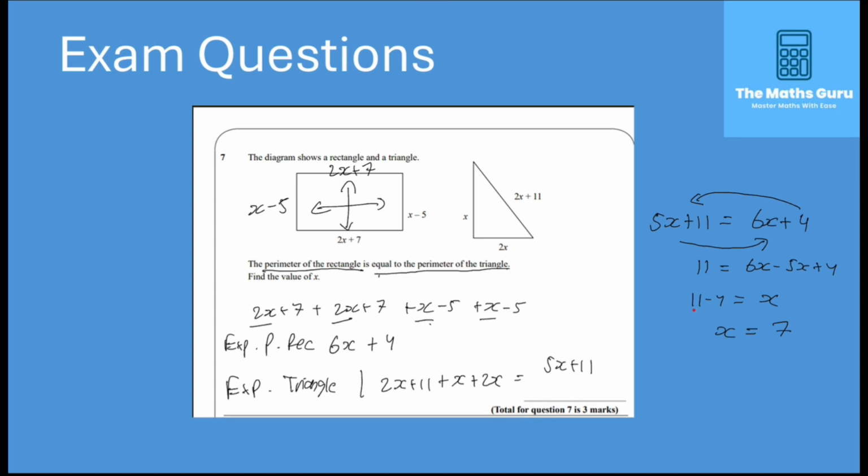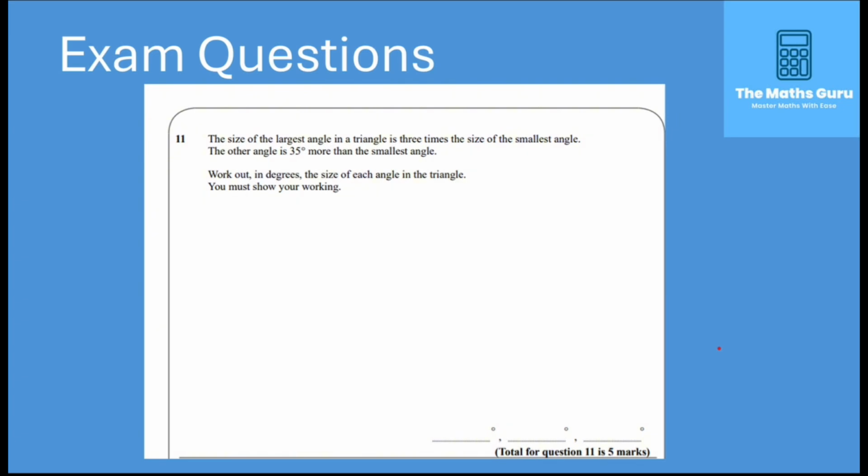Okay, moving on. The size of the largest angle in a triangle is 3 times the size of the smallest angle. The other angle is 35 degrees more than the smallest angle. Work out in degrees the size of each angle, you must show your working. Okay, in questions like this, it always helps to draw out exactly what the question is saying.